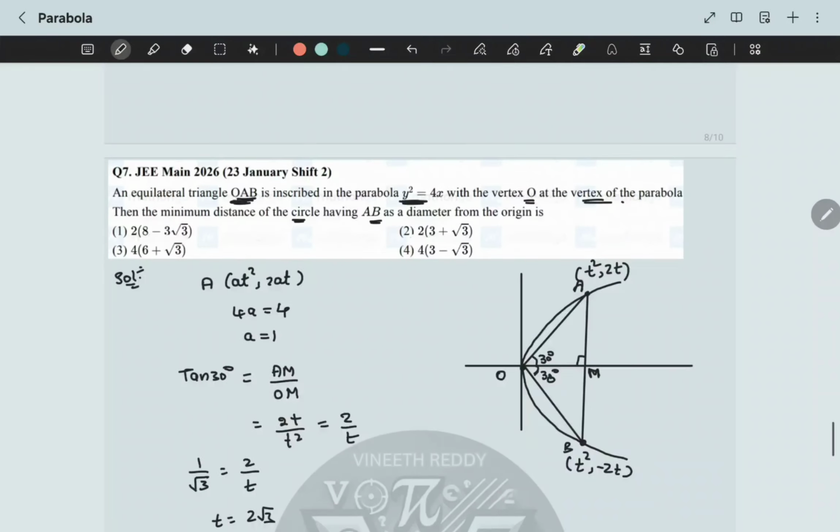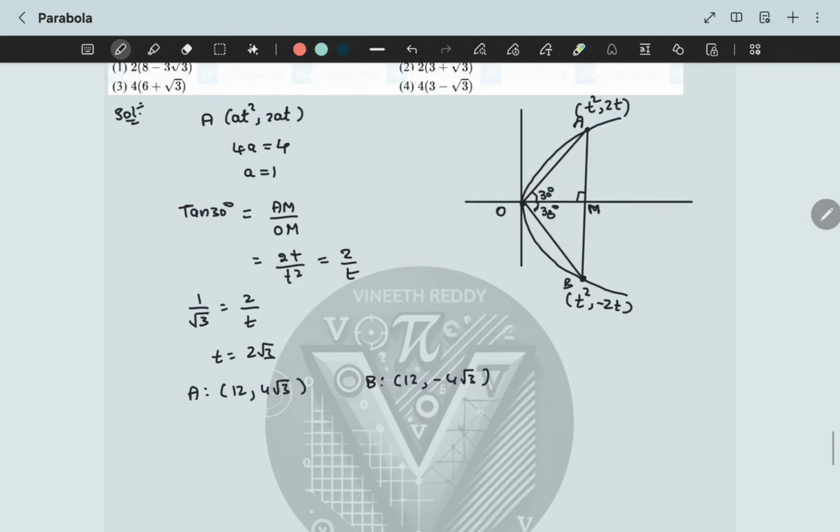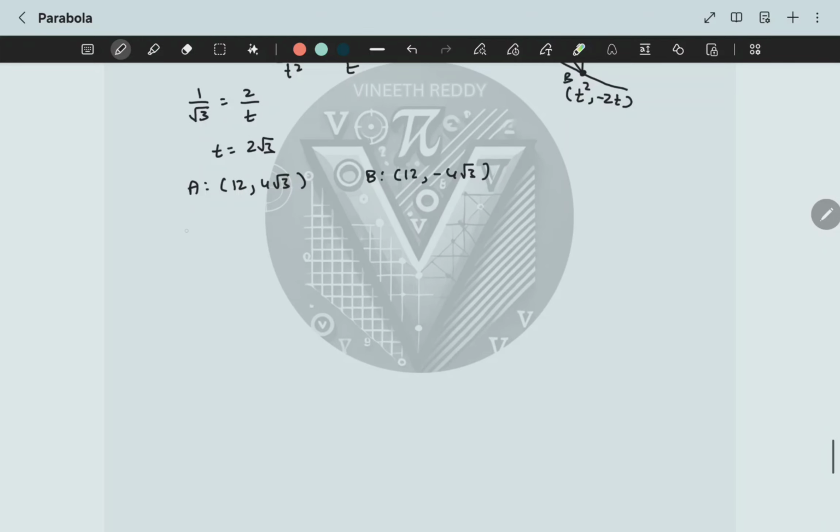Now we need a circle having AB as diameter, right? So what is the equation of the circle having AB as diameter? That should be x minus x1 into x minus x2 plus y minus y1 into y minus y2, right, equals 0. That means we can write it as x minus 12 whole square plus y square minus 4 root 3 whole square, which should be 16 into 3, 48.